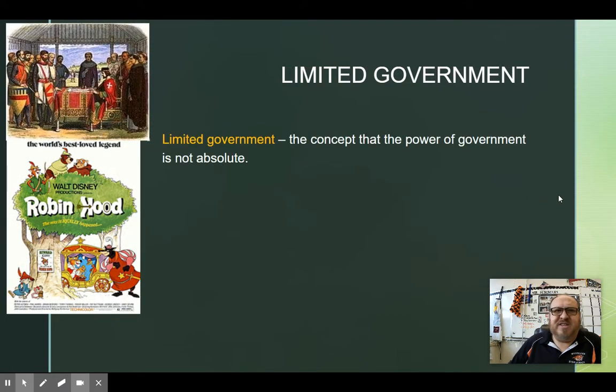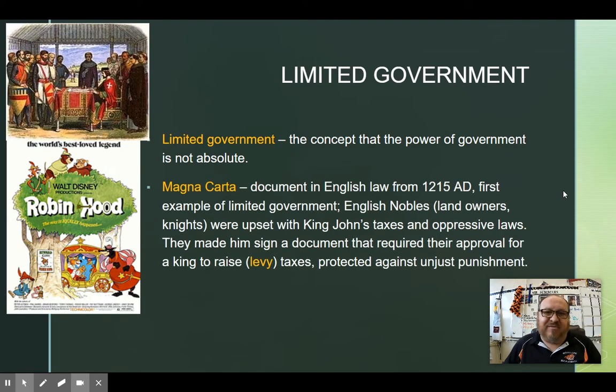So one of the first things we look at is limited government. Where did the idea of limited government come from? Well, limited government is the concept that the power of government is not absolute. That means a government can't do anything and everything that it wants, that it is limited. The first document to limit government is known as the Magna Carta. Magna Carta in Latin means great letter or big letter. So this was 1215 AD, really long time ago.